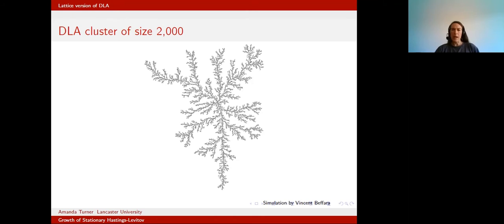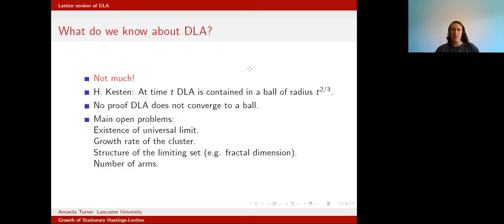So having constructed a model for this, what can we actually say about it? Well, unfortunately, the answer is really not very much. In the 40 years since it was first formulated, essentially the only result is due to Harry Kesten from 87, where he proved that DLA is contained in a ball of radius t to the 2/3. So if you've got t particles, the ball in which it's contained scales like t to the 2/3. And even though that's the only rigorous result we have, it's actually quite a weak result.